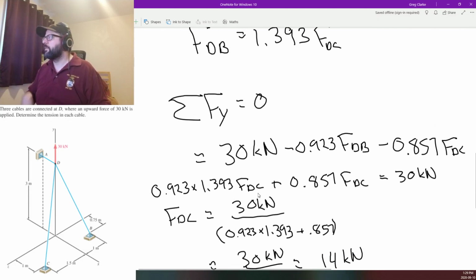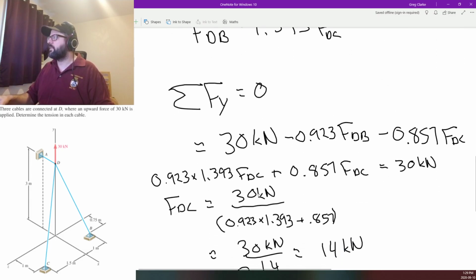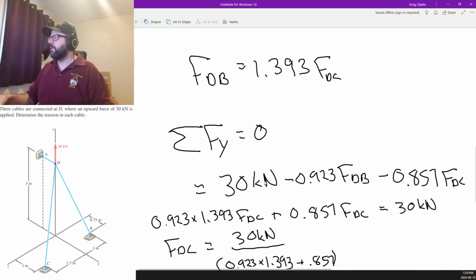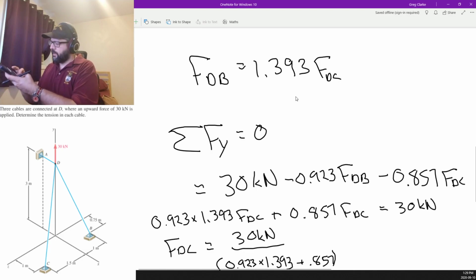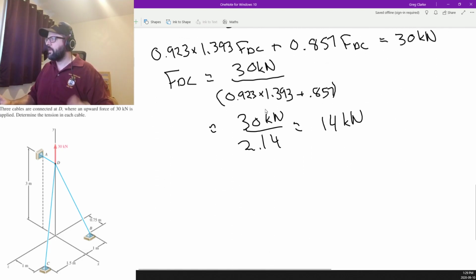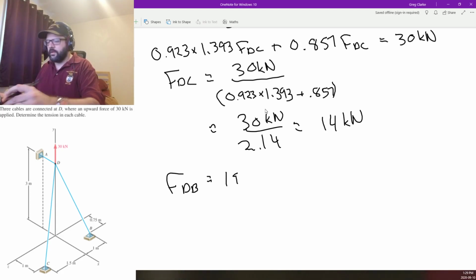So based upon that, we can just go and solve for our FDB as well. So we take the 14 kilonewtons and multiply it by 1.393. Which gives us 19.5 kilonewtons.